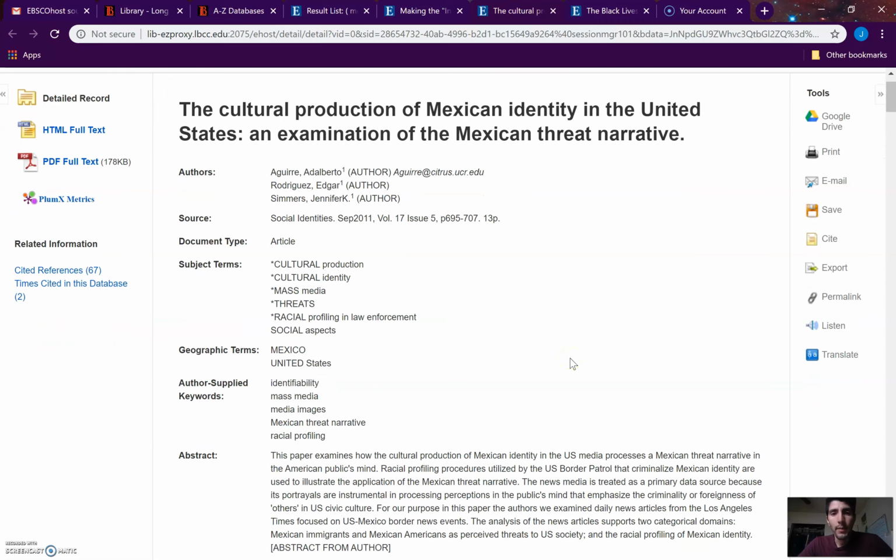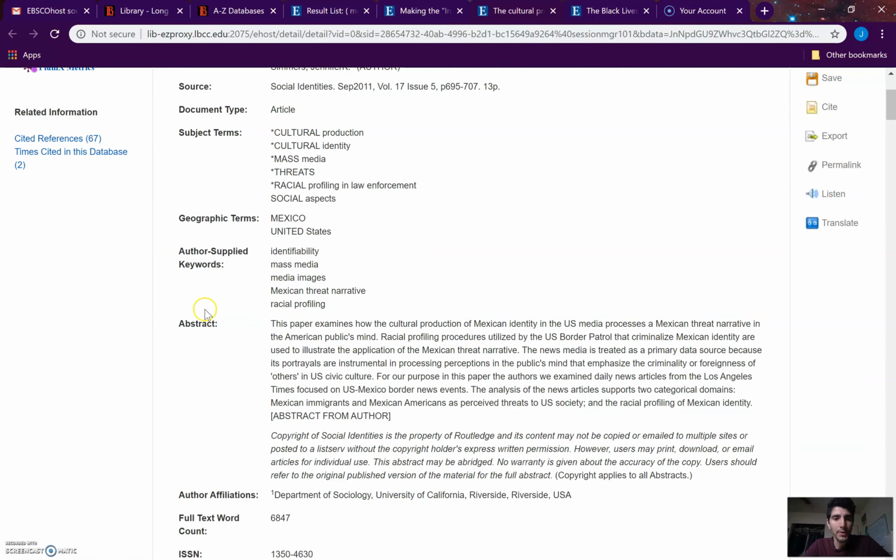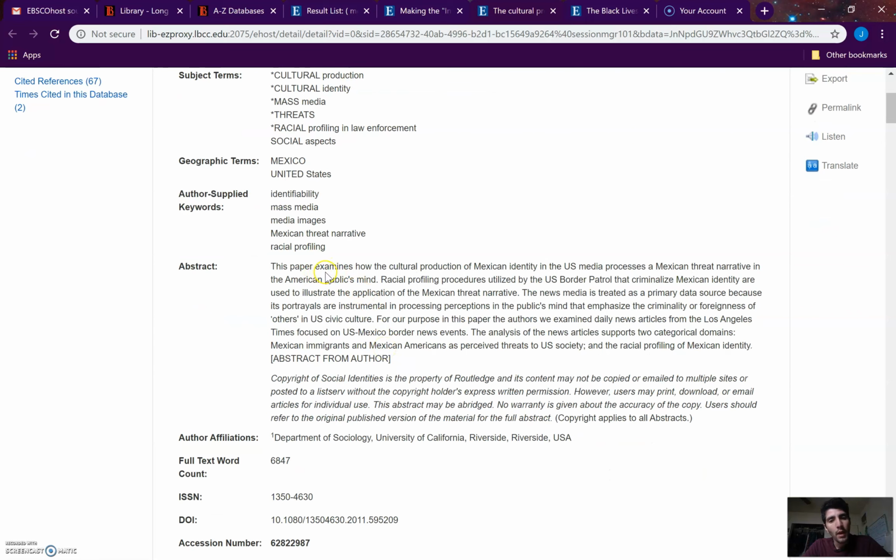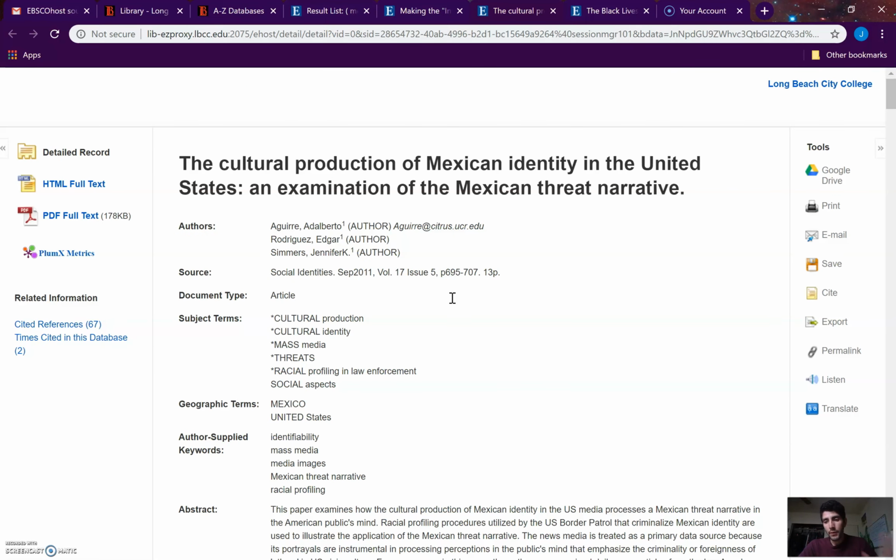This is the one that really caught my attention. So I'm going to look at the abstract again, just to show you. I'm just going to skim through some of these aspects to see whether I want to read the source or not. So this paper examines how the cultural production of Mexican identity in the U.S. processes a Mexican threat narrative in the American public's mind. Whoa! This is so interesting. I can connect with this subject because I have an experience of immigration coming to this country. So I think this is a source that I really want to focus on for my essay. So let's just say, for the sake of this video, this is a source I want to use.